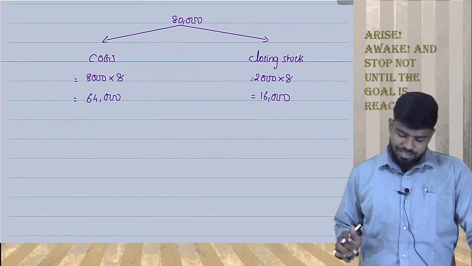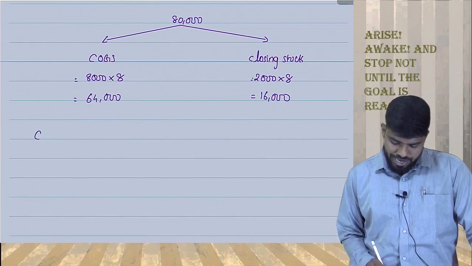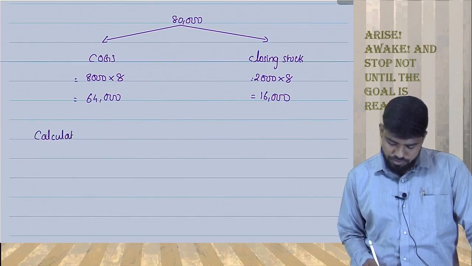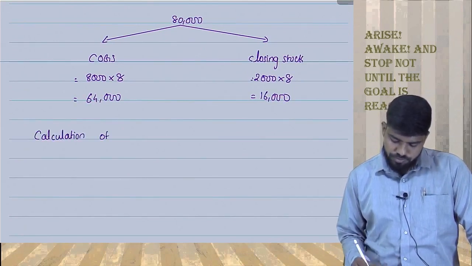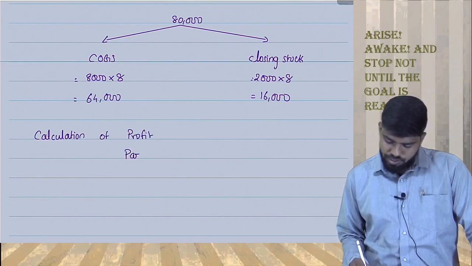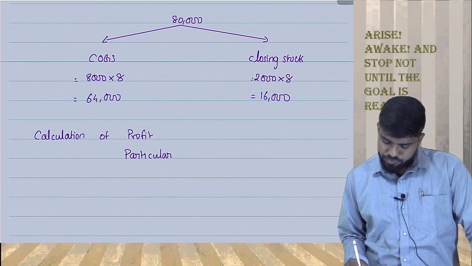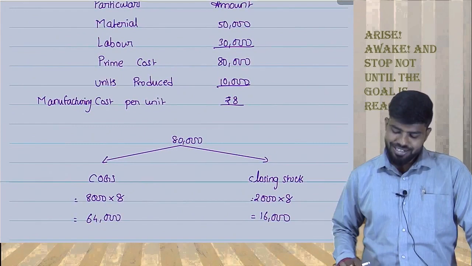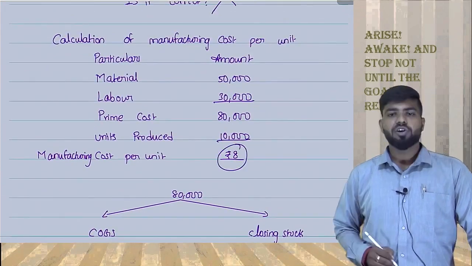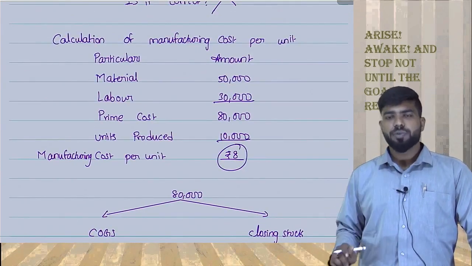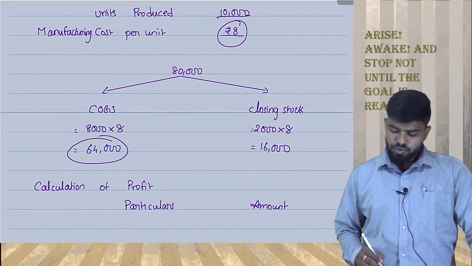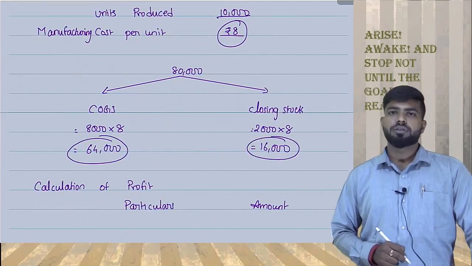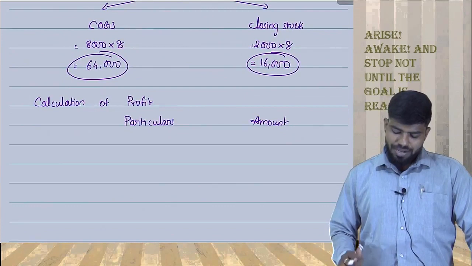Okay, now we need to calculate the profit. Calculation of profit. How to calculate? Particulars, amount. See, we already know all these calculations. I just calculated the manufacturing cost per unit. Using manufacturing cost per unit, I am calculating the cost of goods sold and the closing stock. Okay, so here I am calculating the profit.